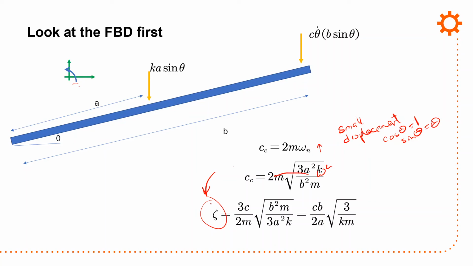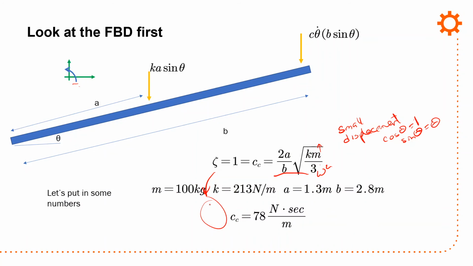So after all of this and getting all the results, let's put in some numbers. Mass is equal to 100 kilograms. K is equal to 213 newtons per meter. A is, let's say, 1.3, and B is 2.8 meters. So the critical damping coefficient is going to be 78 newton second meters.